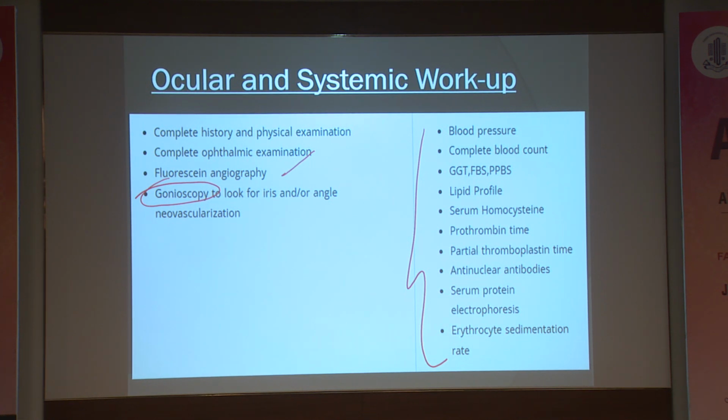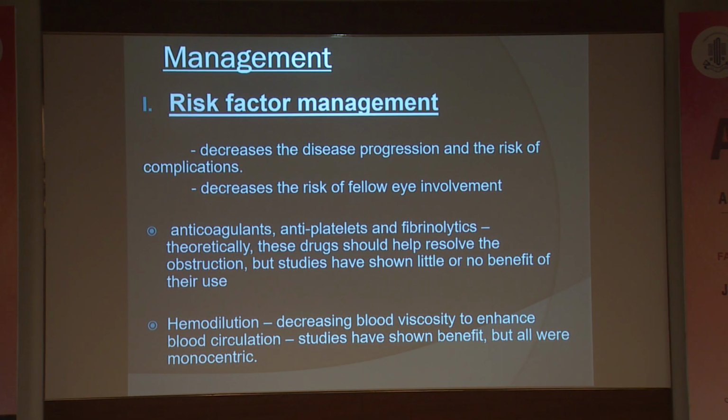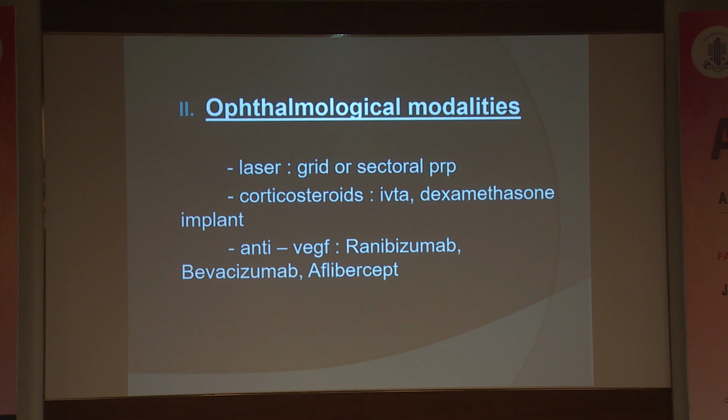So if the investigations initially come back negative, then I suggest going further and further. For risk factor management, people have tried using anticoagulants, antiplatelets, and fibrinolytics. Theoretically, yes, these drugs should help, but they have shown very little or no benefit in most of the studies. Hemodilution is another way, that is decreasing the blood viscosity to enhance blood circulation, and studies have shown slight improvement, but they are all monocentric.